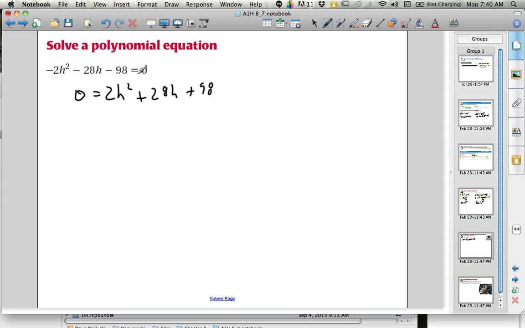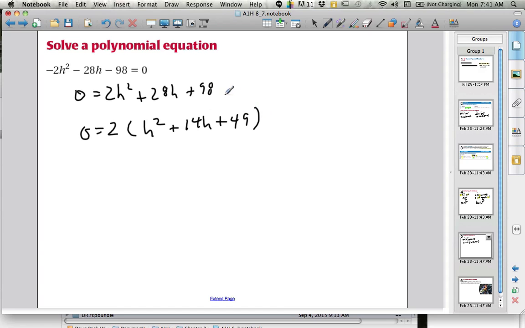Okay, equally, I could have just multiplied both sides of the equation by -1. I'll get the same thing. If I look at this, these are all even numbers. That means I can factor a 2 out of each of them. And then I have 2 times h squared plus 14h plus 49.